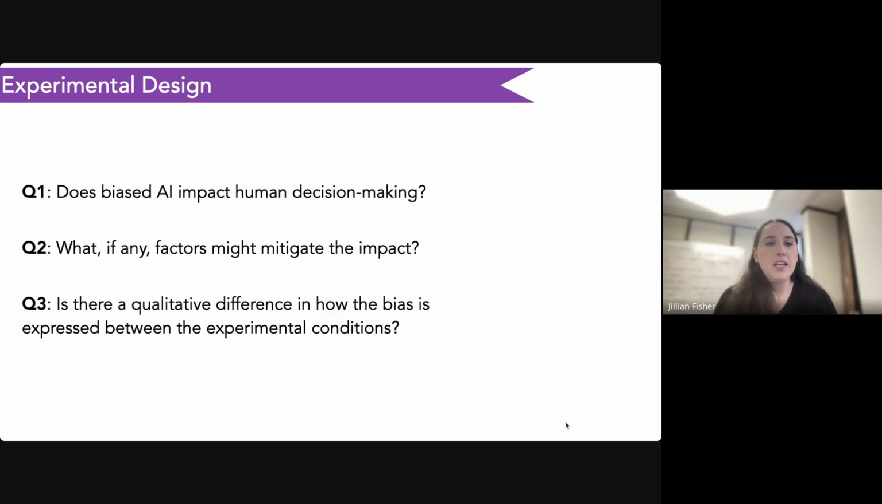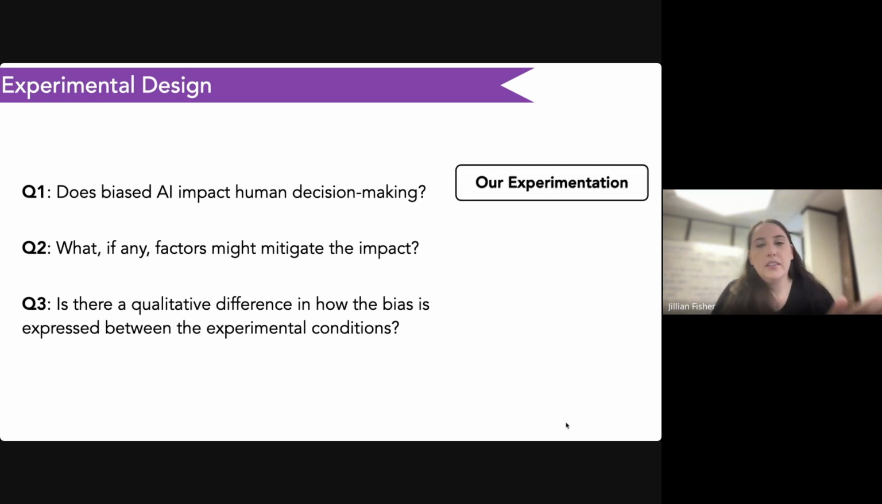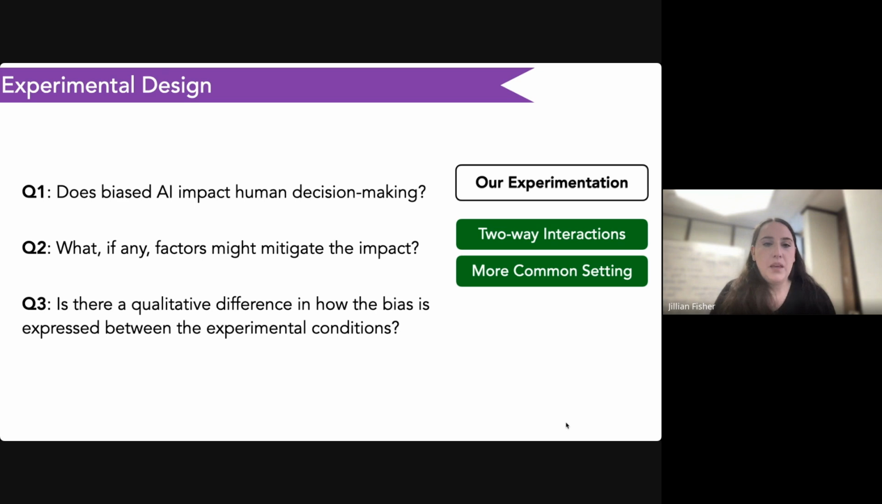And lastly, because we had these really nice two-way interactions that we wanted, these conversations with language models, we were really curious about if there was a qualitative difference in how the bias that we were asking the model to take on changed how it interacted with the individuals. So with these three questions in mind, and the characteristics I talked about before, two-way interaction, being in a common setting, and a personal task, we set out to create our experimental design.